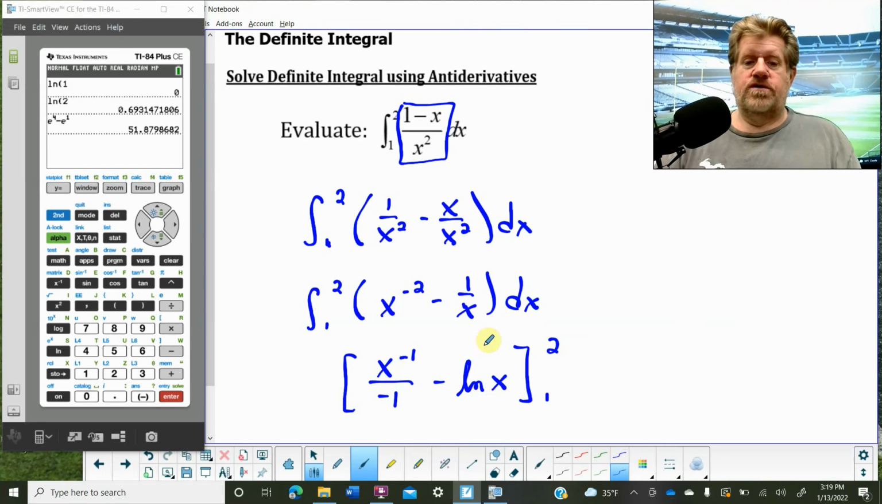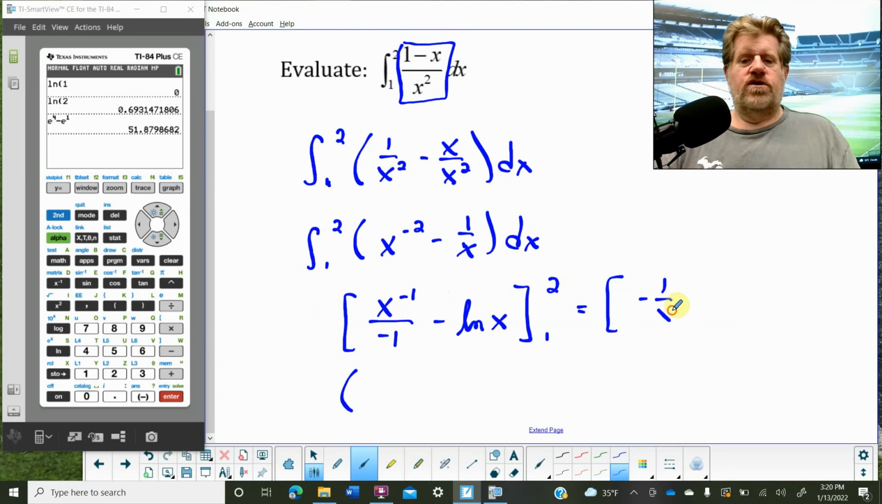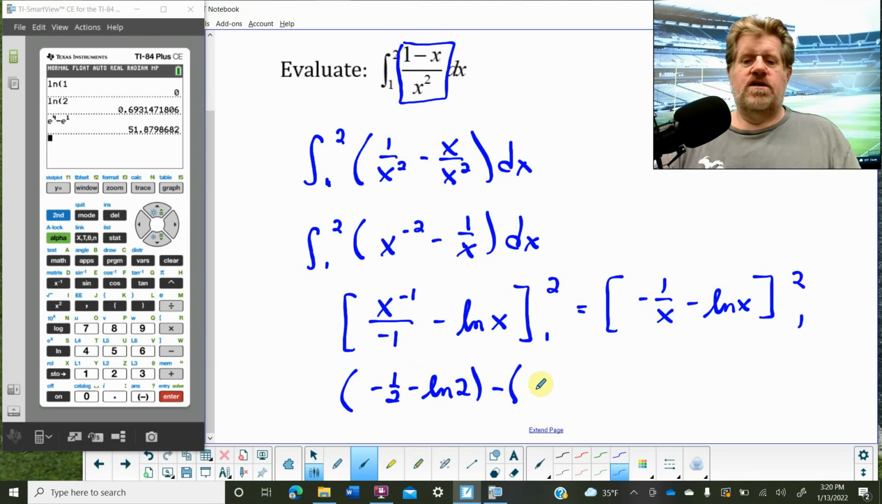Now I got to plug in numbers. So I got to plug in two different numbers. Be careful. So I'm plugging in 2. Before I plug this in, I'm going to rewrite this just a little bit, just to make this nicer. X to the negative 1 is really 1 over x. That might be a little bit nicer. All right, I'm going to plug in 2. So I get negative 1/2 minus natural log of 2 minus, now I'm going to plug in 1. So negative 1 over 1 minus natural log of 1.